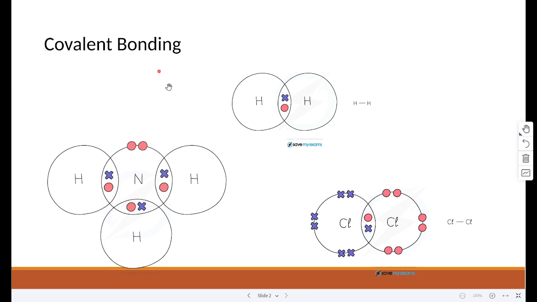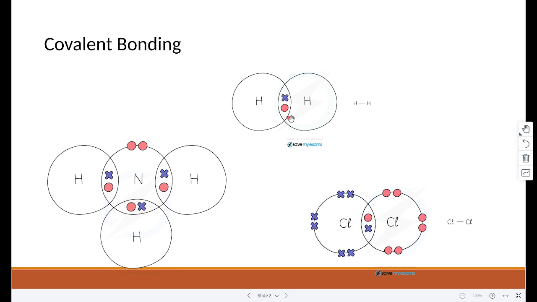Covalent bonding. So, covalent compounds are formed when electrons are shared between atoms. As you can see over here, there are electrons being shared. Only non-metal elements can participate in covalent bonding. Now, when two or more atoms are chemically bonded together, we call them molecules.